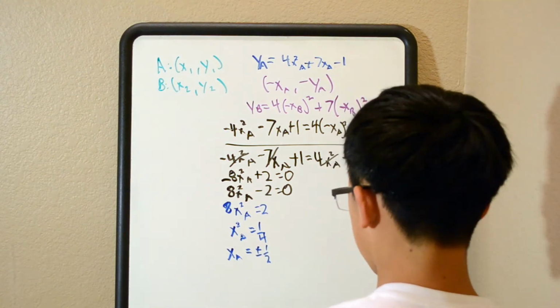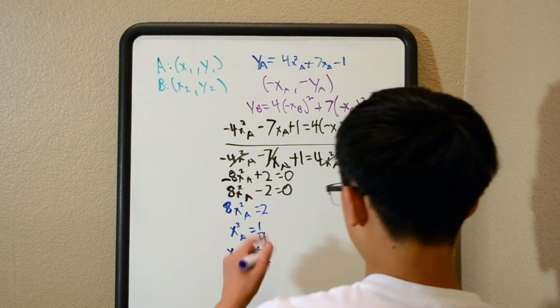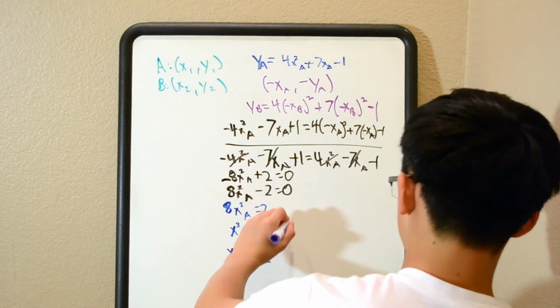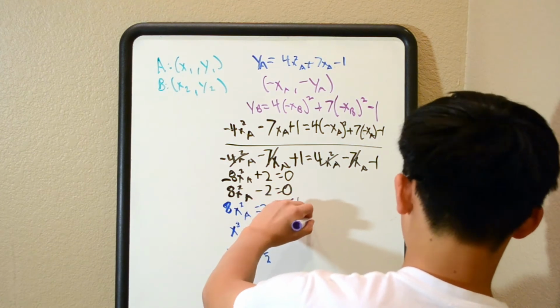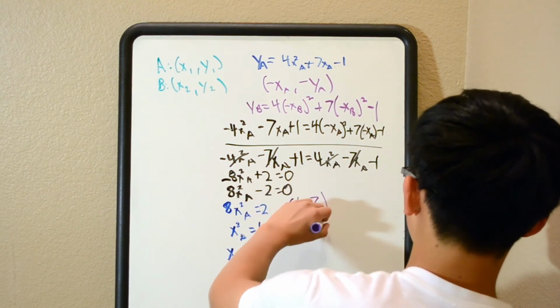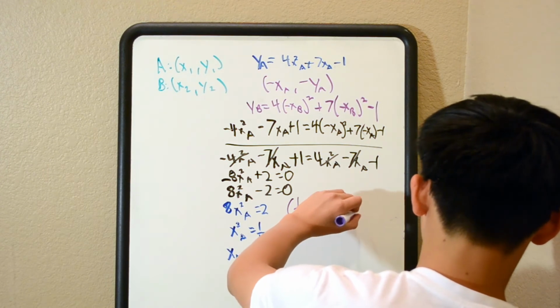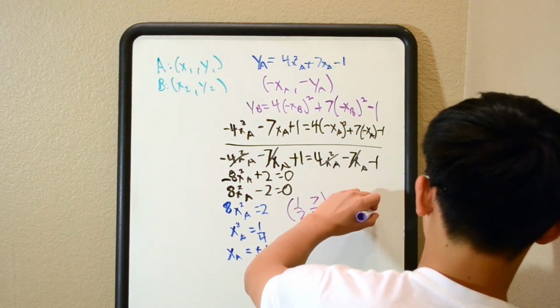Since we know that both roots will lead to the same pair of points, we can plug this into our equation, and we will get that the points are 1/2, 7/2, and the other point is negative 1/2, negative 7/2.